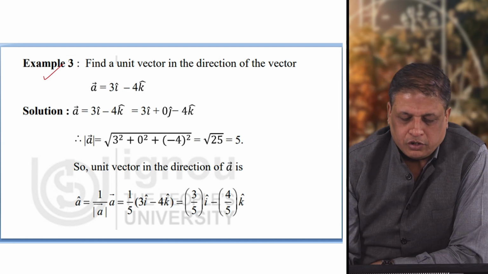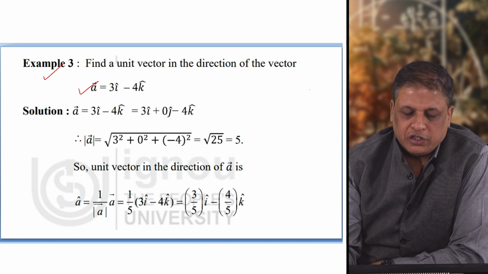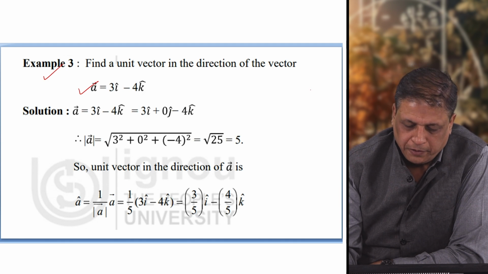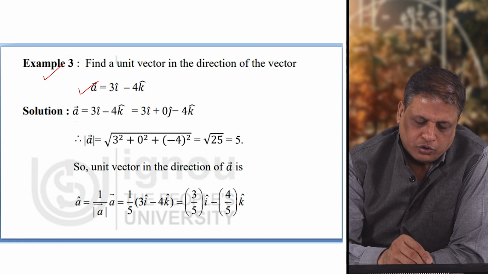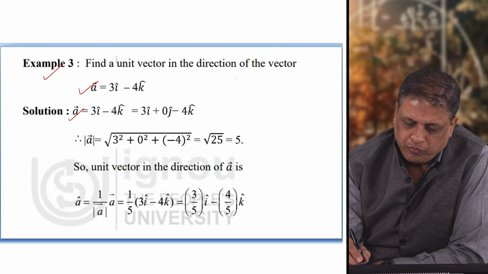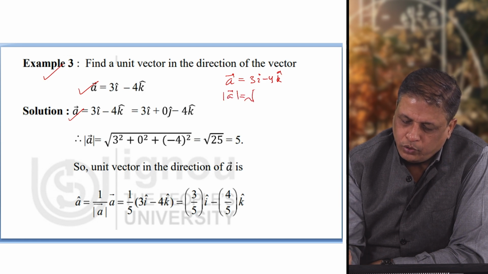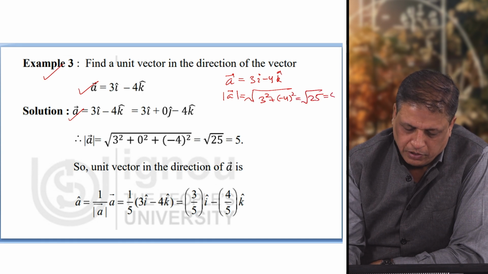Over here, we are supposed to find the unit vector in the direction of A vector, which is equal to 3i minus 4k. The j component is missing, so we may or may not express it; it is not a problem. You can write 3i minus 4k, and then the magnitude of A will be equal to square root of 3 square plus minus 4 square. That turns out to be square root of 25, which is nothing but 5.